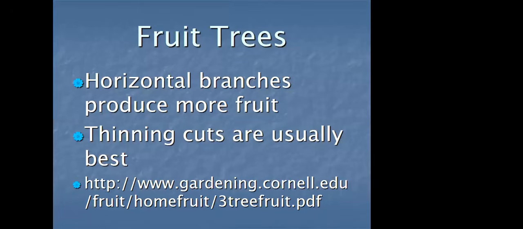In general, for fruit trees, horizontal branches produce more fruit, and that's because you have direct sunlight hitting them. You're going to get more fruit production and higher quality fruit production if you leave horizontal branches versus upright ones, or ones that are growing down towards the ground.